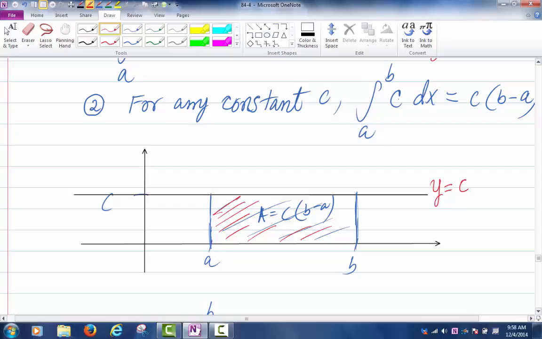In fact, can someone tell me, if I look at the Riemann sum of the constant function c, what's the value of the Riemann sum? If you can answer that, whoever answers that first gets some extra points. Okay. If you can answer that now, I will give you extra points.